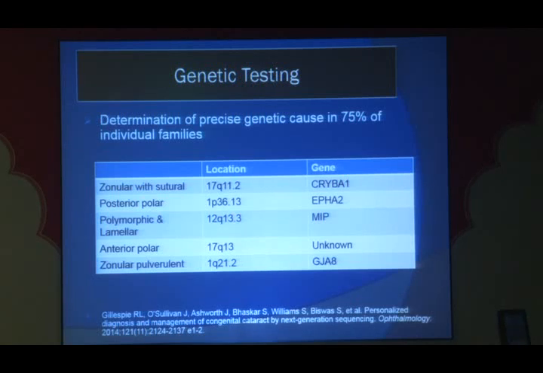With more and more stress on genetic testing, according to this paper, the determination of the precise genetic cause is possible in 75% of individual families. More than 40 genes have been found in pediatric cataracts, and if available, genetic testing should be done in these cases.